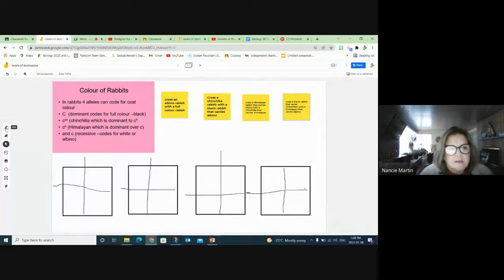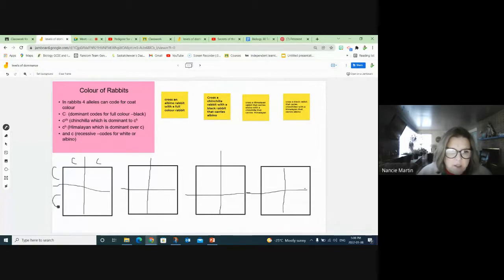Okay, so let me get myself a pen because I write so well with my mouse, right? And I'm going to do this first problem. Cross an albino rabbit. So I know if it's an albino rabbit, it's 2 recessive alleles, right? With a full color rabbit. So that's going to be a black rabbit. So that's 2 big C's.